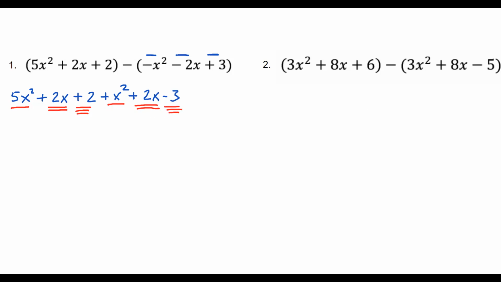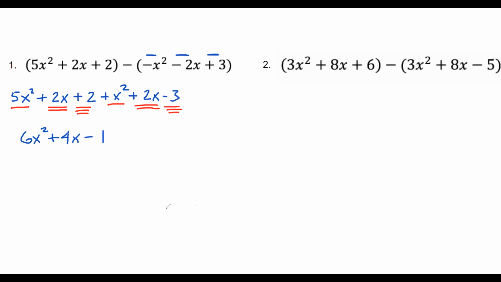We have 3 pairs that we need to combine. 5x squared plus 1x squared gives us 6x squared. 2x and 2x, that's 4x, 2 plus 2. And plus 2 and minus 3, that's going to leave us with minus 1. And that would be the answer for problem 1.